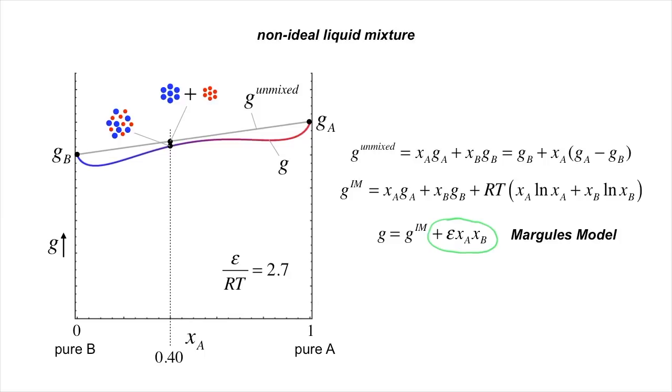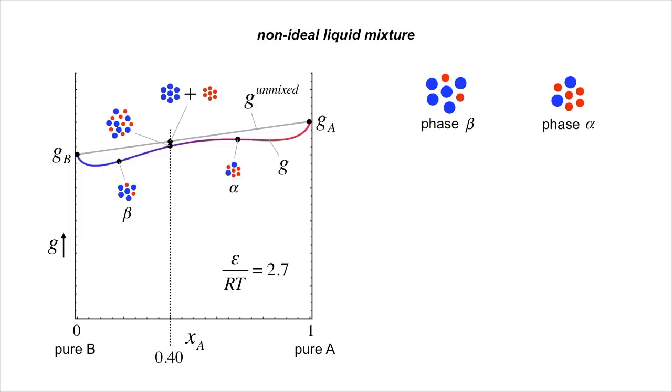At first glance, we notice that G is still less than G unmixed. This is telling us that mixing is still favored over separation into pure A and pure B. But does that mean that the system will remain a single phase? For example, let's say that instead of separating into pure A and pure B, A and B form two different phases, alpha and beta, with the compositions shown here. What is the molar Gibbs free energy of the combined system?